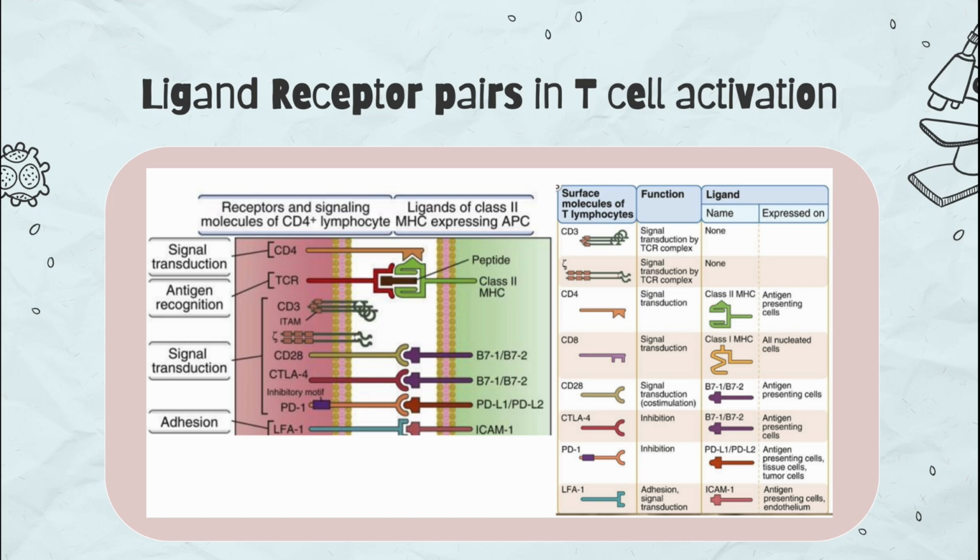In contrast, CTLA4 and PD1 are inhibitory receptors. CTLA4 can also bind to B7 molecules, while PD1 binds to PD-L1 or PD-L2, and these interactions help turn down or limit the T cell responses. Lastly, LFA1 binds to ICAM, which helps with adhesion and stabilizes the contact between the T cell and the antigen-presenting cell. So overall, this slide shows that T cell activation depends on antigen recognition, co-stimulation, inhibitory regulation, and adhesion.